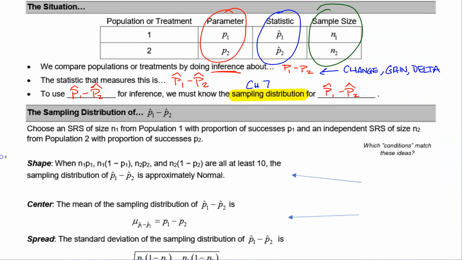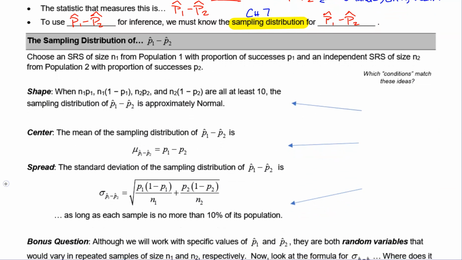Okay, so let's now talk about that sampling distribution of P1 hat minus P2 hat. So let's say we choose an SRS from population 1, and that size is N1, and the proportion of successes in that sample is P1, and then we do the same thing with the second population, so we have N2 and P2. The sampling distribution of P1 hat minus P2 hat is approximately normal if all of these quantities right here are at least 10.